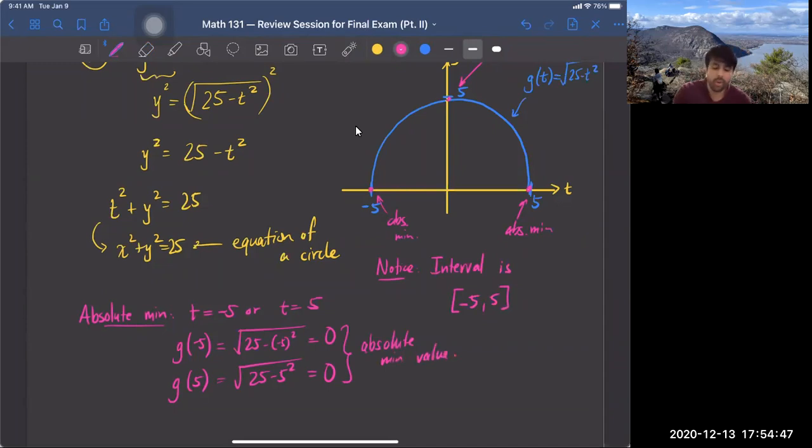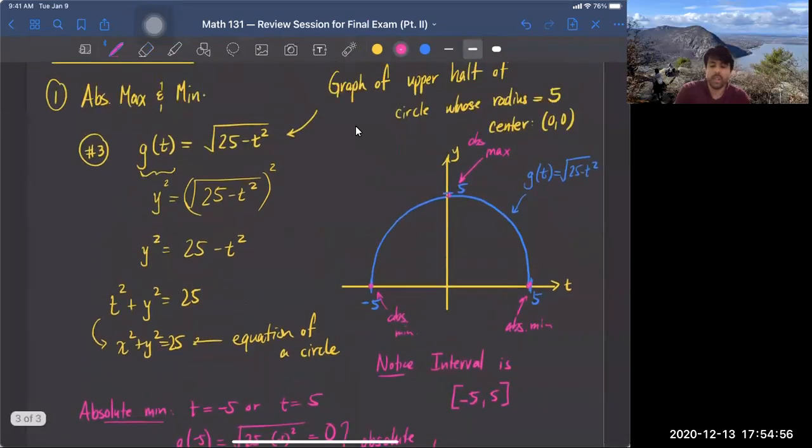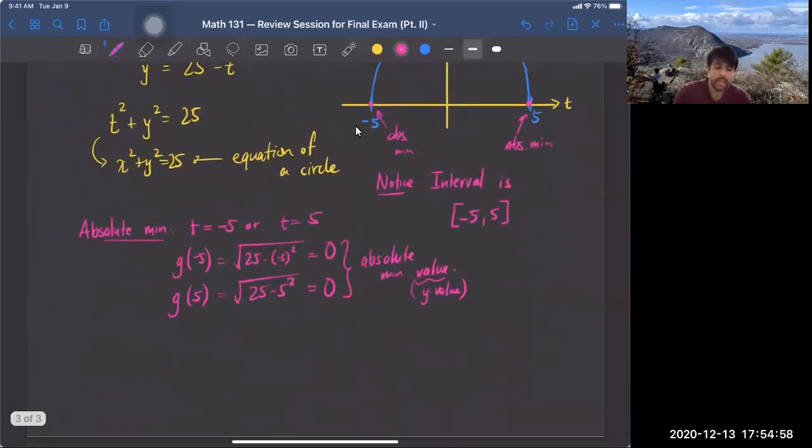The values are also known as the y values. So when we say the value, we're really talking about the y value. Now by the graph, I'm already good: the absolute max is 5. Let's say I didn't know that.